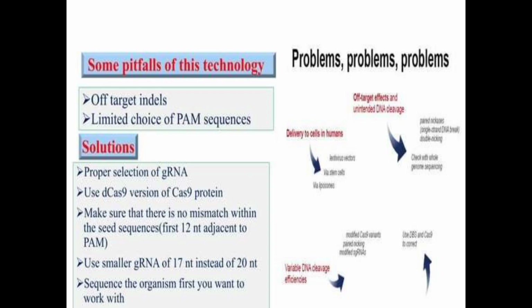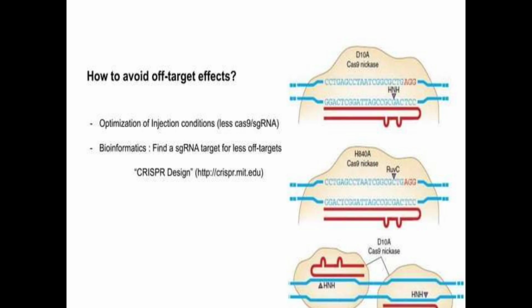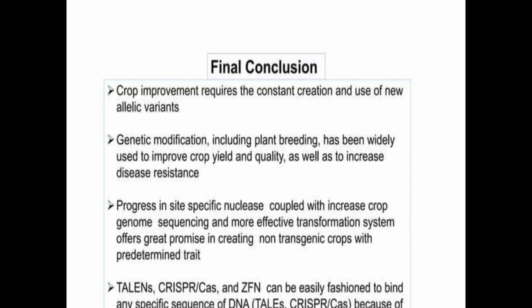There are some pitfalls in the case of this technology. There is a limited choice of PAM sequences, and proper selection of the gRNA is very essential. And the Cas9 version varies. We have to ensure that there is no mismatch in the sequence. So by using these techniques we can modify the plants instead of the normal plant breeding method, which can improve our yield and quality, and further it provides disease resistance to the plant.